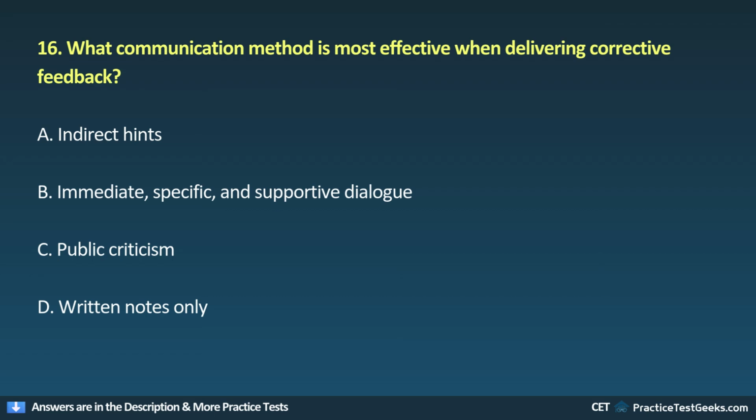16. What communication method is most effective when delivering corrective feedback? A. Indirect hints. B. Immediate, specific, and supportive dialogue. C. Public criticism. D. Written notes only.